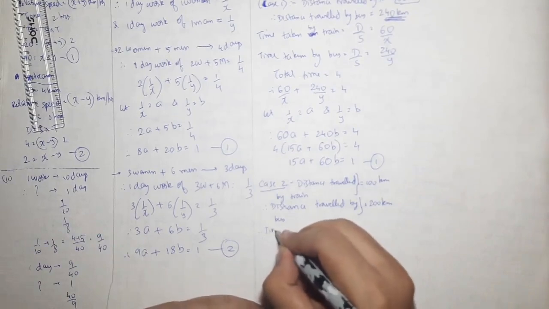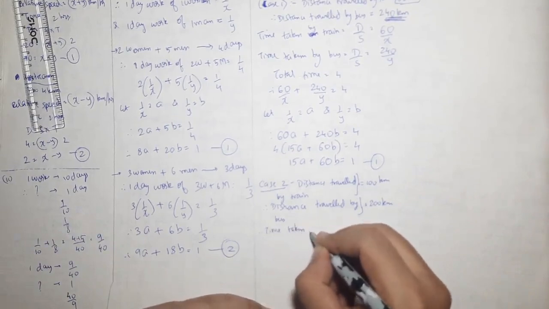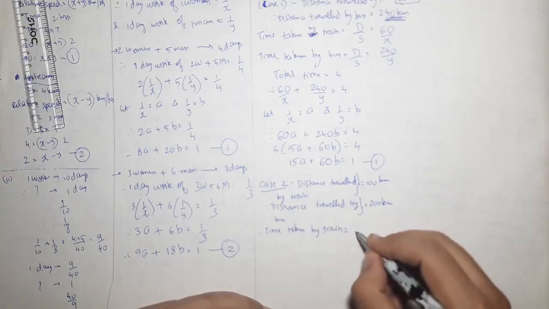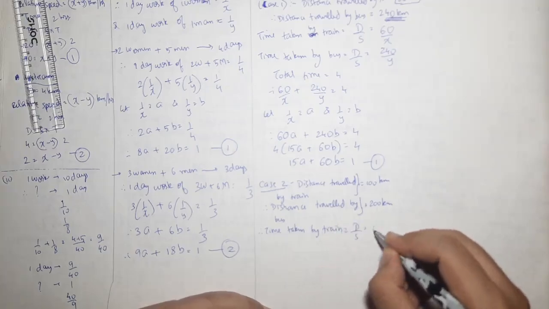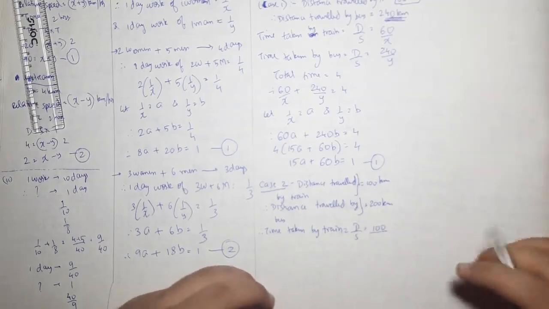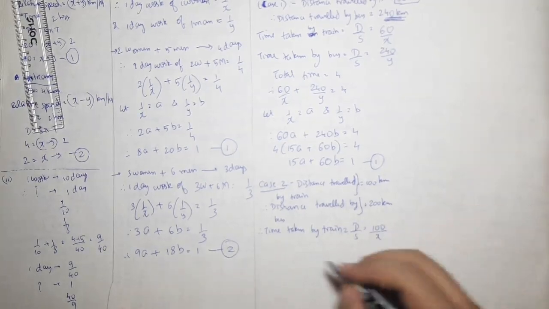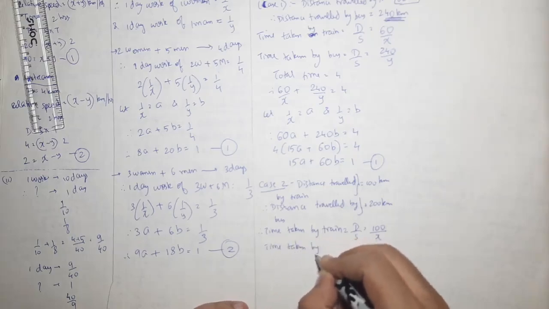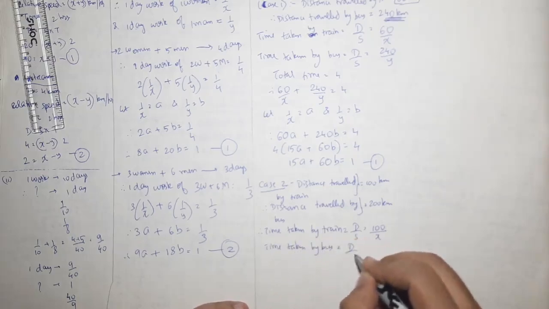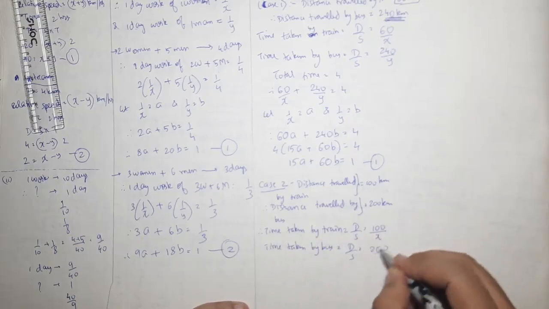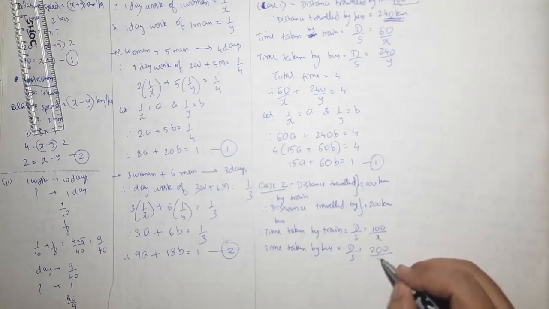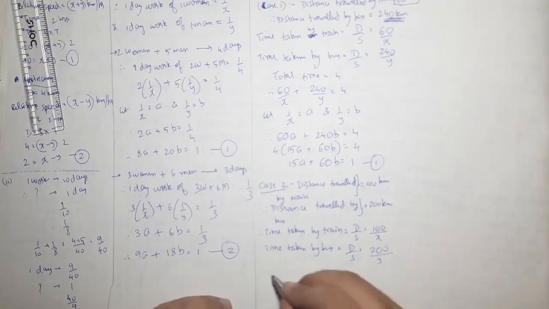Therefore, in this case, time taken by train will be distance upon speed. Distance is now 100 kilometers and the speed was already x kilometer per hour. Time taken by bus will be distance upon speed. Distance of bus is 200 kilometers and the speed is y kilometer per hour.